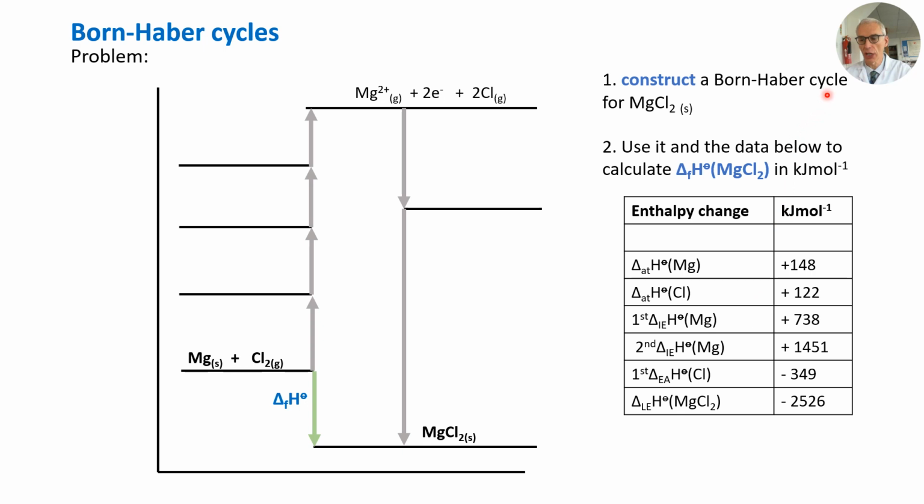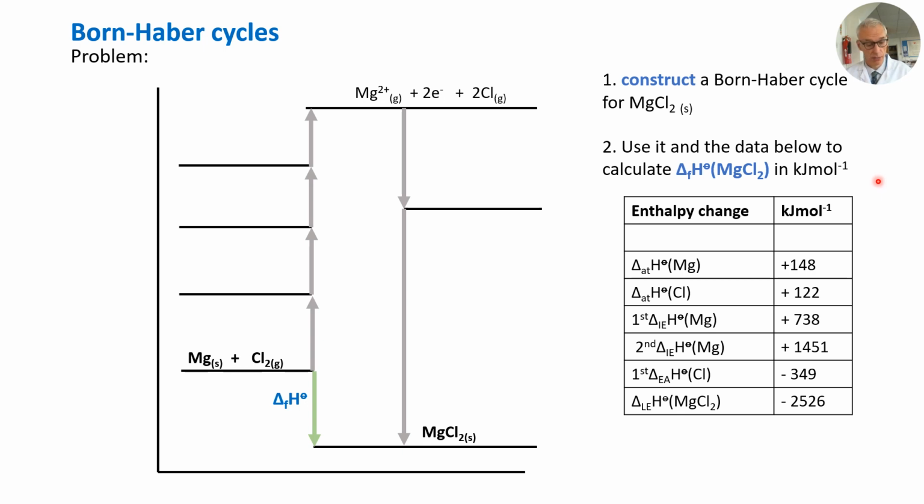So construct a Born-Haber cycle. That is, put in all the relevant particles, make sure everything is balanced at each point in the Born-Haber cycle, then use that cycle to solve for the enthalpy of formation for magnesium chloride. Pause, take your time, work your way to a solution, and then come back to check your answer.